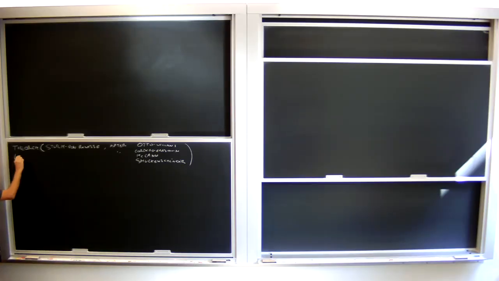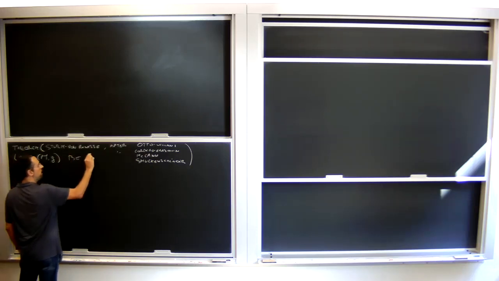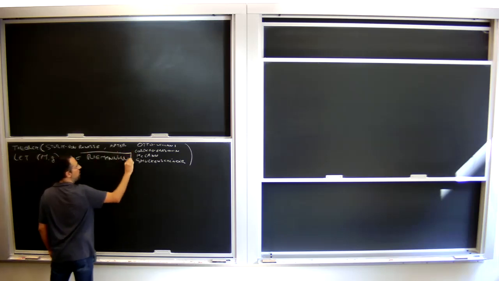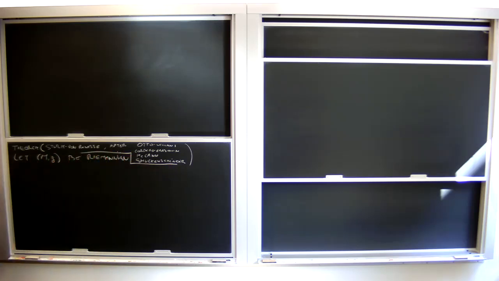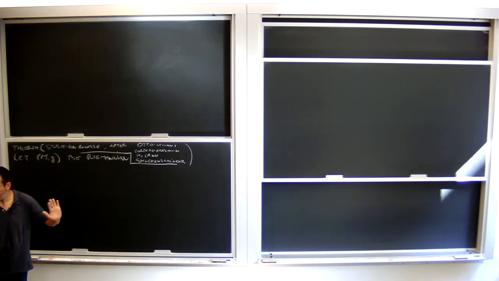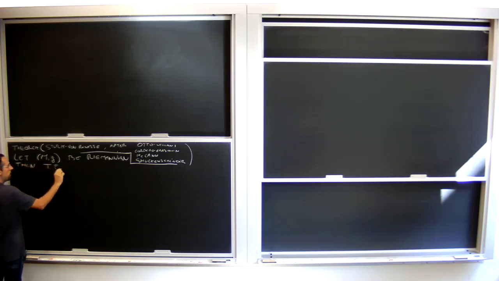So let (M, g) be a Riemannian manifold. Unless otherwise stated, and I don't think I will ever state otherwise, for me a Riemannian manifold is complete, connected, smooth, and without boundary. So that's the best Riemannian manifold that we have. The following are equivalent.